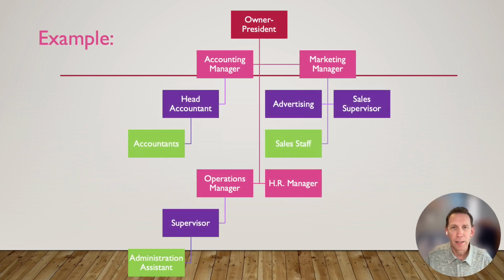So let's look at this, just kind of an example. You have an owner, president up here, and then below that, you've got like an accounting manager, who may have a head accountant, and then accountants beyond that. Under the owner president, you also have a marketing manager who deals with advertising, and there may be a sales supervisor who all deal with the sales staff. Also, under the owner or president, you have an operations manager. There may be a supervisor within the operations section and an administration assistant. You've also got an HR manager. HR is human resources. So this is just an example of how that organizational structure is set up.